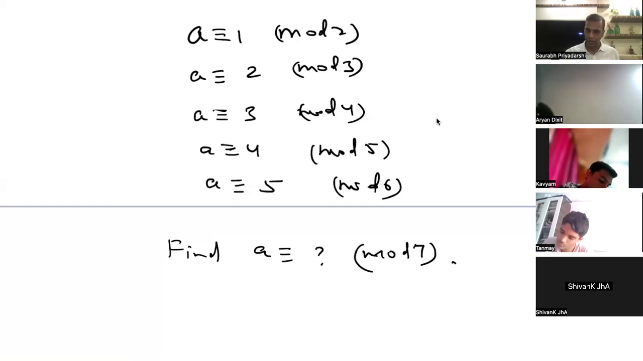Okay. But what if I'm giving you A congruent to 0 mod 7? A congruent to 0 mod 7.